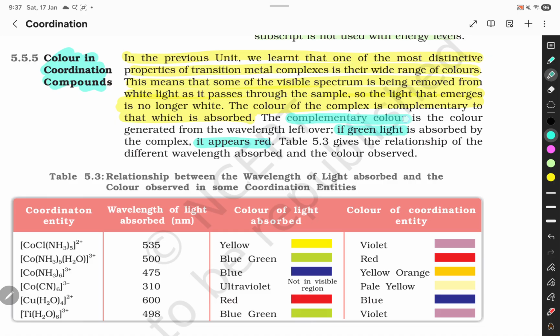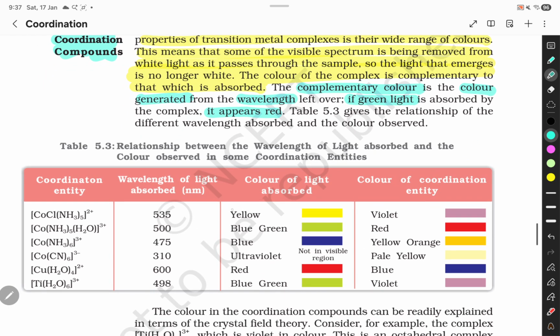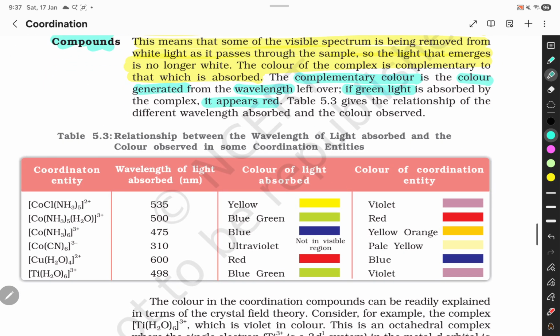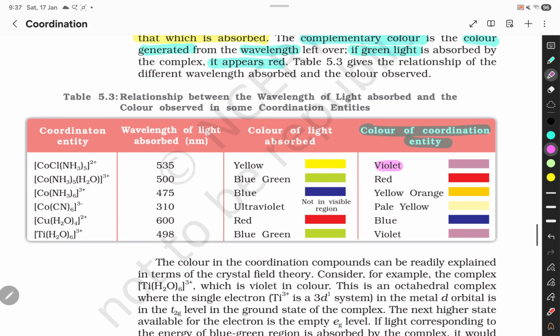This is very important. Color of coordination compounds, and yep, they have told that the complementary color is the color generated from the wavelength left over, right? So they are saying that basically the color of light observed we can derive by checking the strength of the ligand, but the color of the coordination entity is the actual color which you have to mug up. I'm just going to tell them because I think I remember the majority of them anyways.